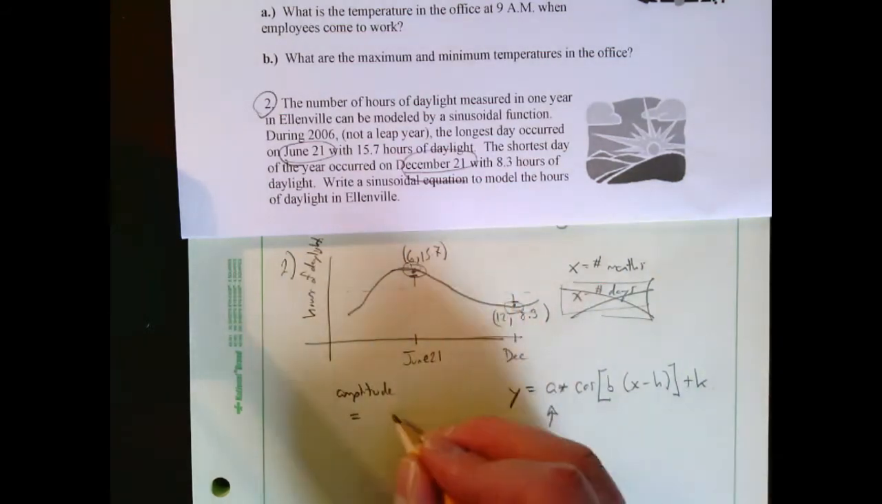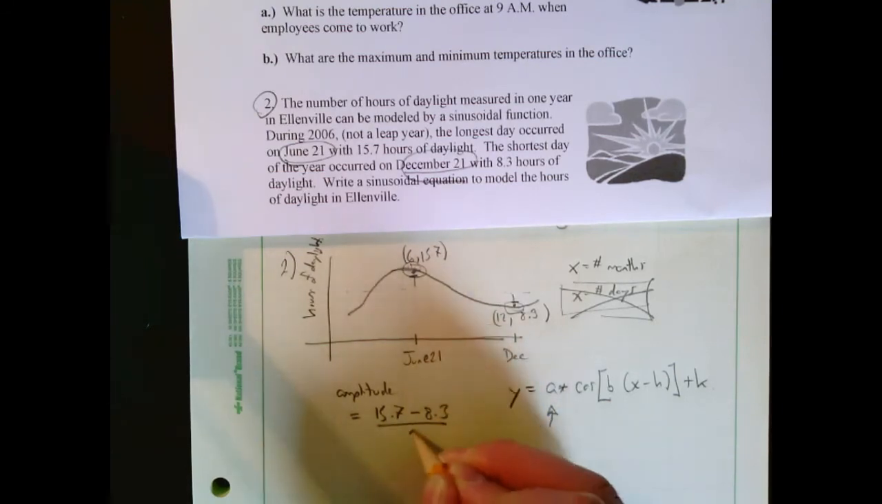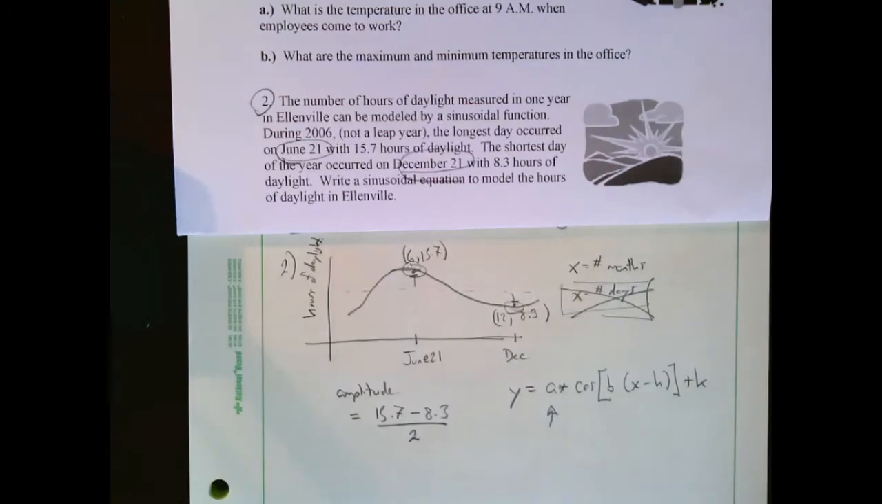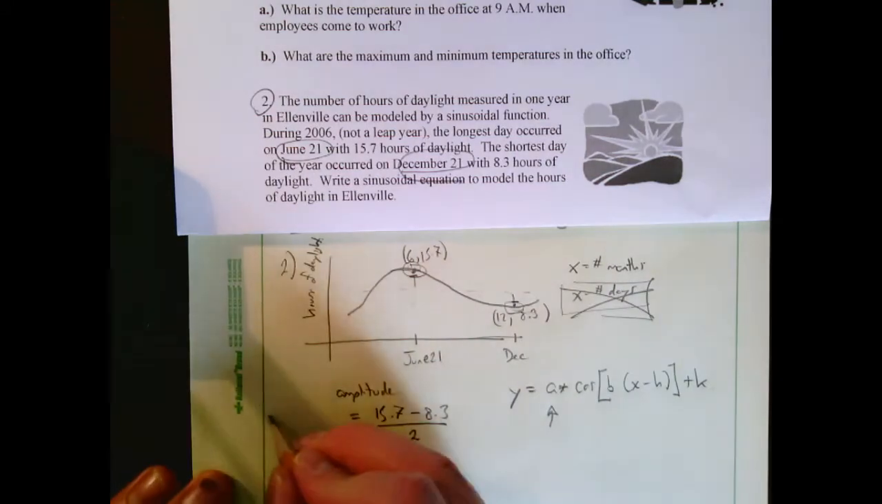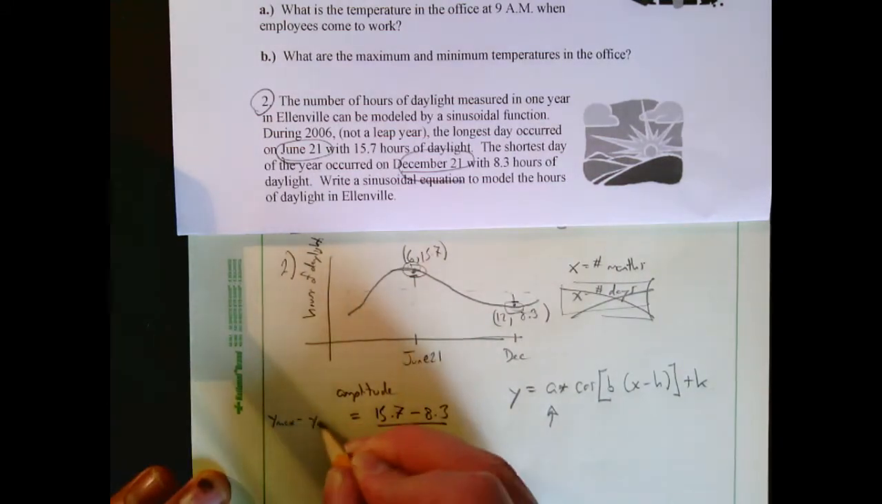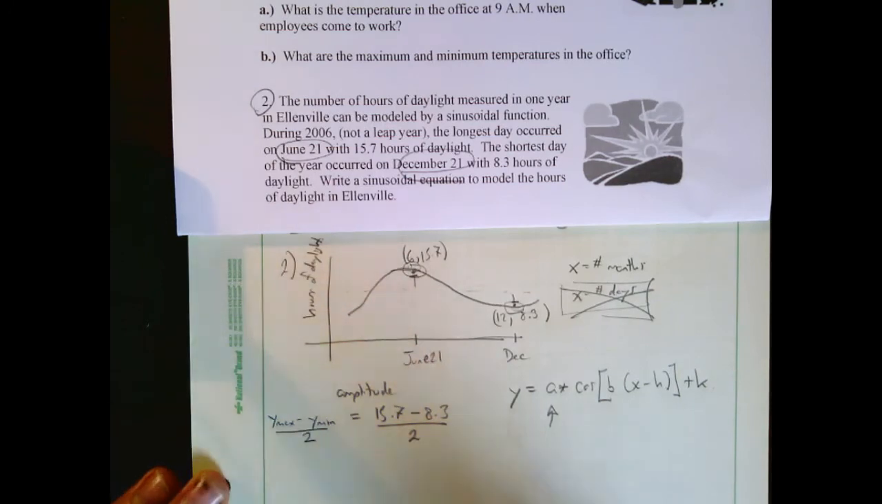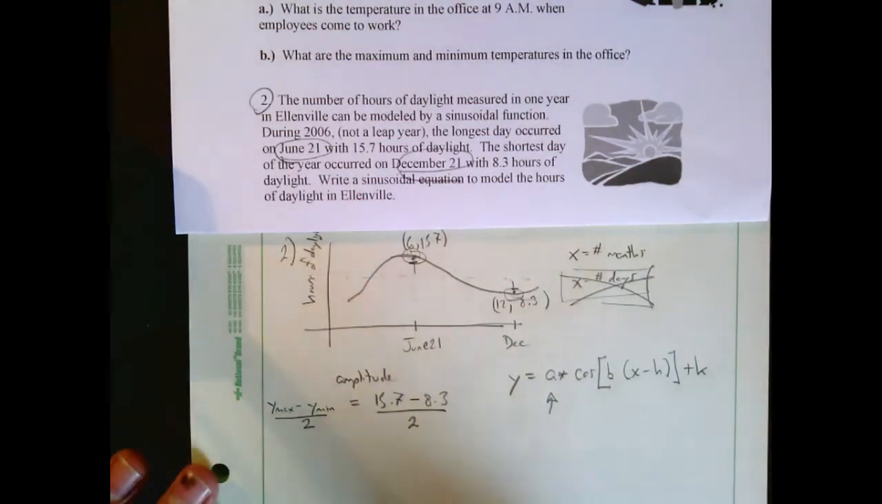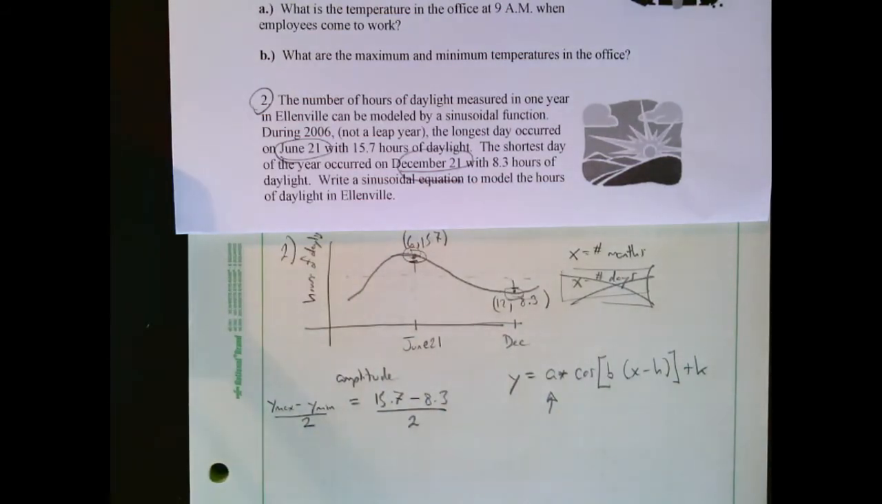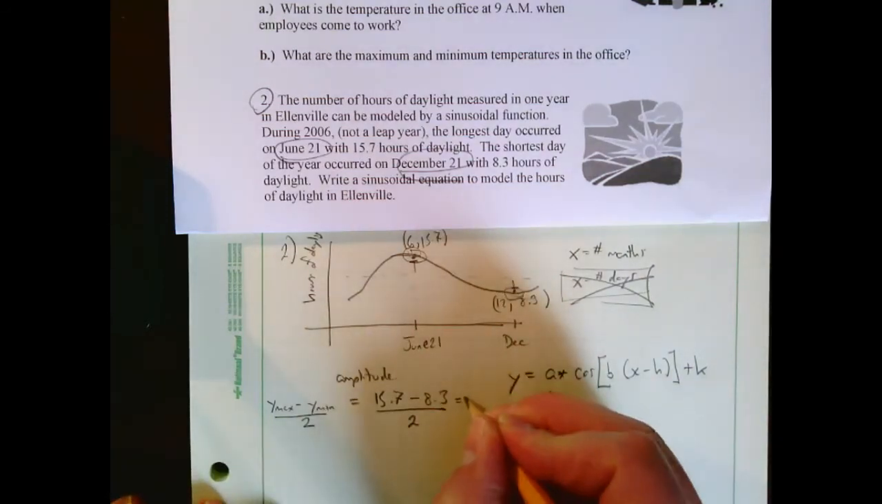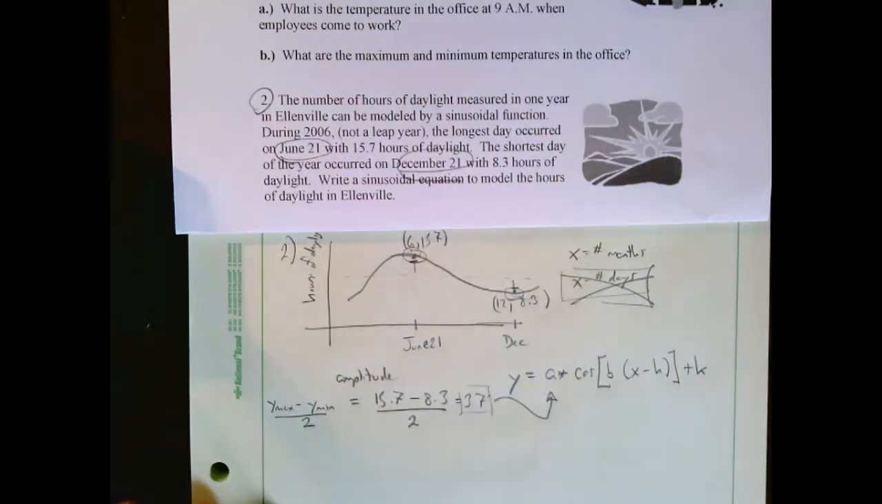So here we go. Top is 15.7. Bottom is 8.3. Let's cut it in half. So we do y max minus y min, and then divide by 2. Let's write that down for those of you: y max minus y min divided by 2. All right, so I got 15.7 minus 8.3 divided by 2. That means my amplitude is 3.7. That is this value here.